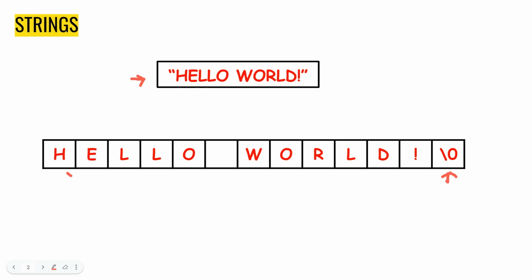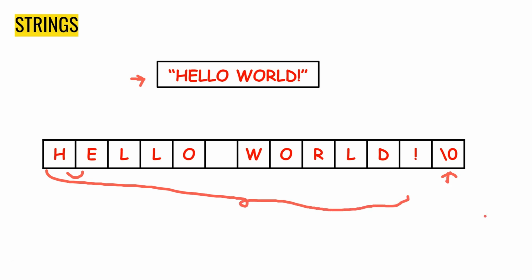The number of bytes required to store a string is one more than the number of characters present in it. Say for example, in this example "hello world!", we have 12 characters, including the white space and exclamation mark. We have 12 characters, but when we store it in memory, the space required is 12 plus 1 bytes. The one extra byte is for storing the null character.